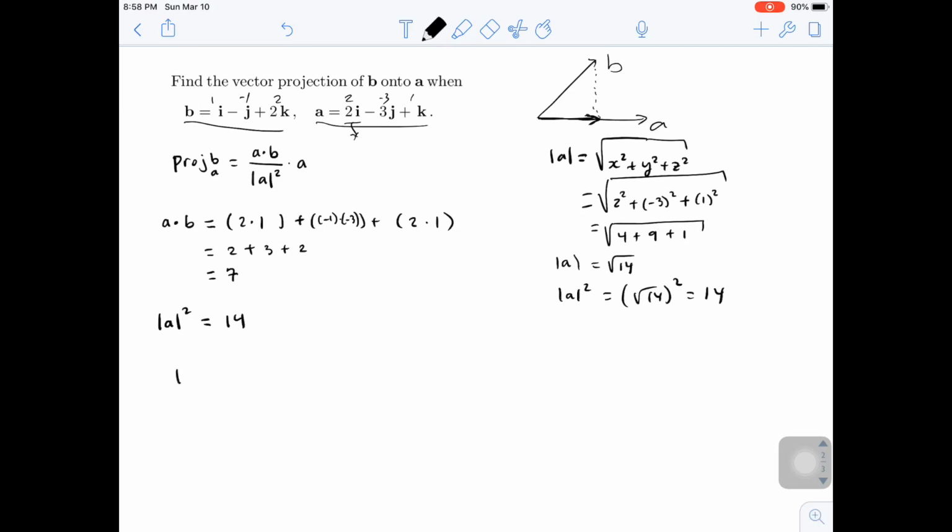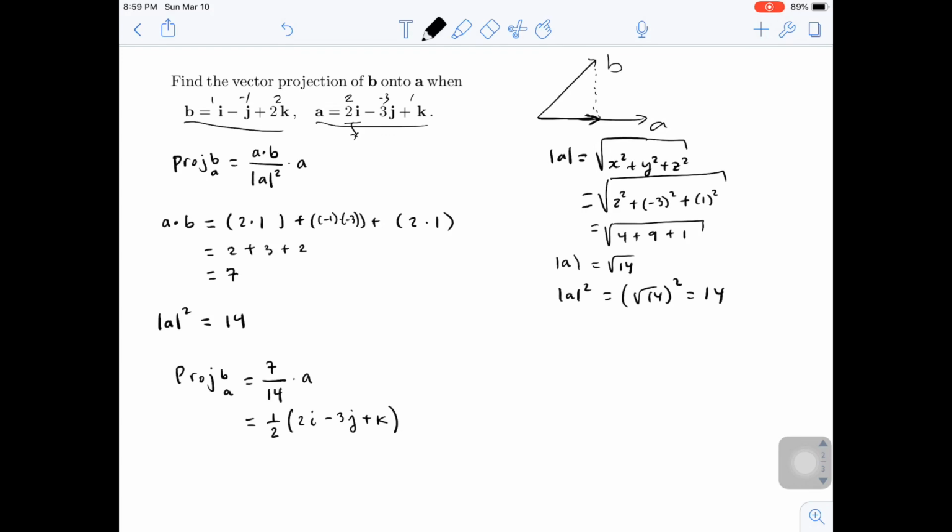To rewrite that, we see that we have the projection of B onto A. It's giving us 7 divided by 14 times the vector A. So 7 over 14 is 1/2, and vector A is 2i minus 3j plus k.